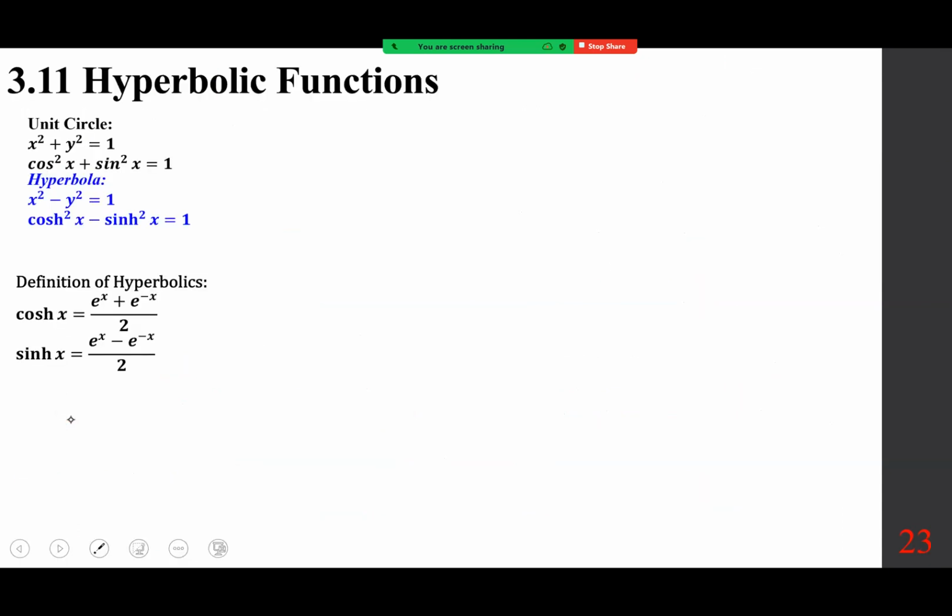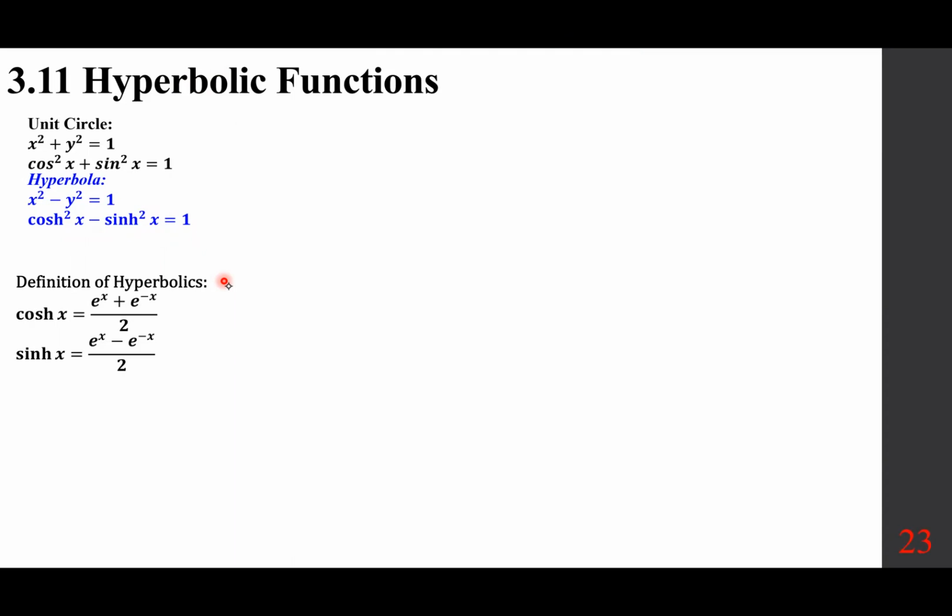The next section, 3.11, is about hyperbolic functions. So I'm going to remind you when we dealt with the unit circle, x squared plus y squared equals 1 squared, cosine squared plus sine squared equals 1. This is basic trigonometry. In the case of a hyperbola, x squared minus y squared equals 1. So cosh squared minus sinh squared equals 1, and that's why they're called hyperbolic functions. So the unit circle gives the trigonometric functions, versus the hyperbolic functions.